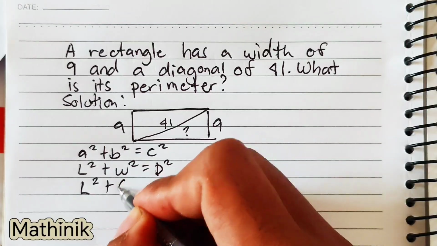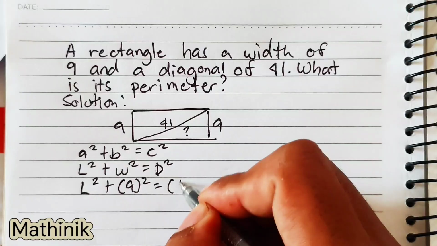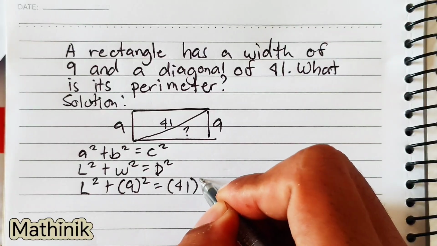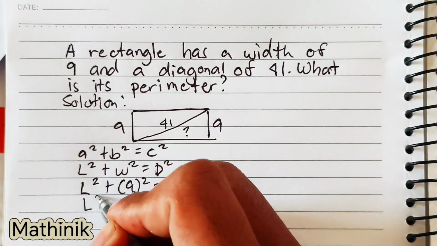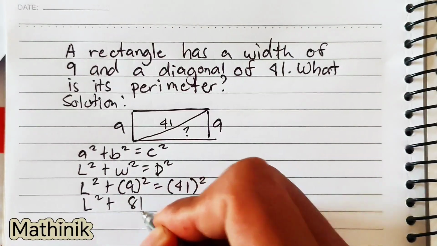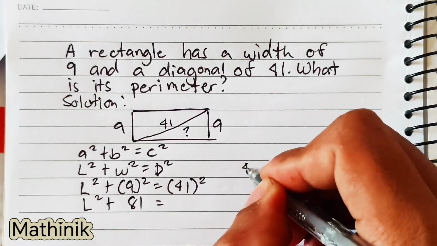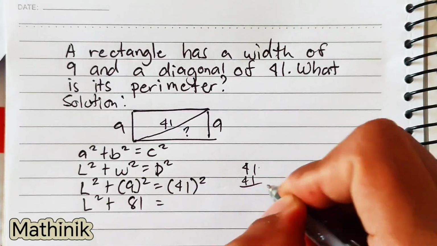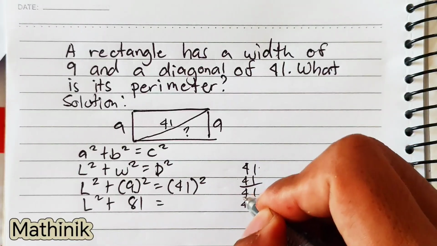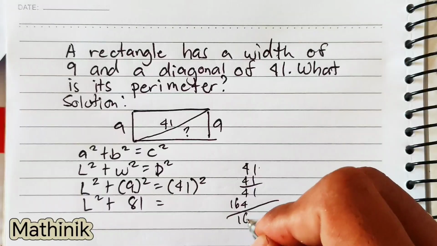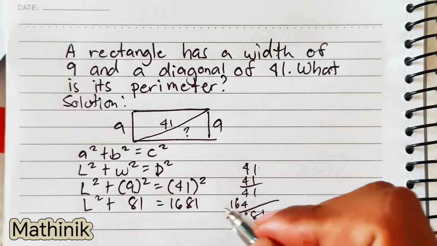So our width is 9. So 9 squared is equal to, our d is 41 squared. Next, 9 squared is 81. And 41 squared, let's see, 41 times 41, we have 41, 4 times 1 is 4, and 4 times 4 is 16, so we have 1681. So we have 1681 as the square of 41.